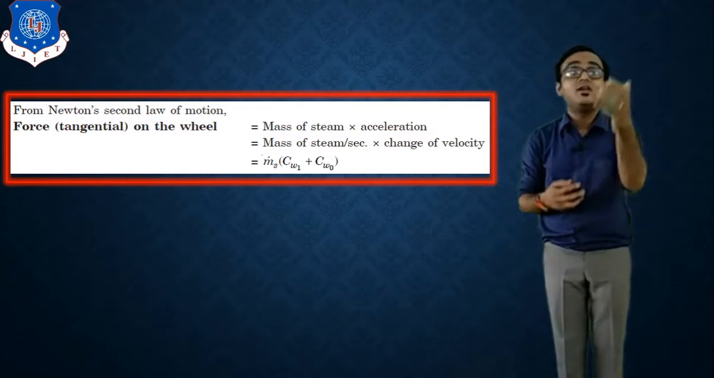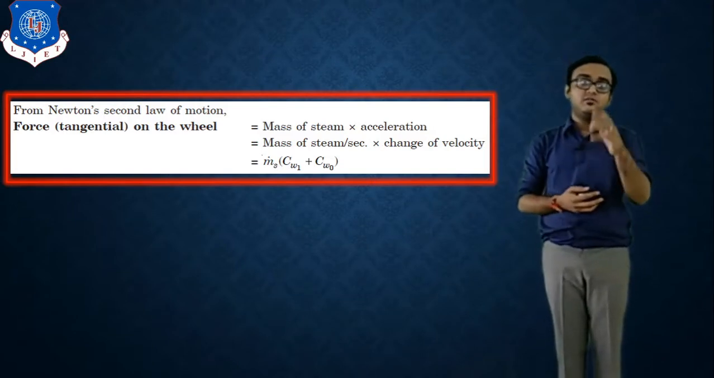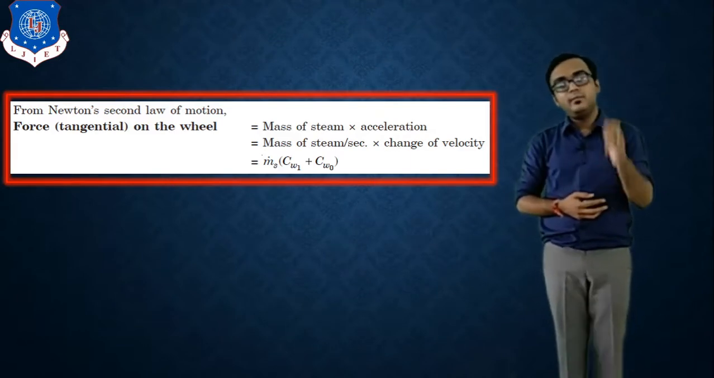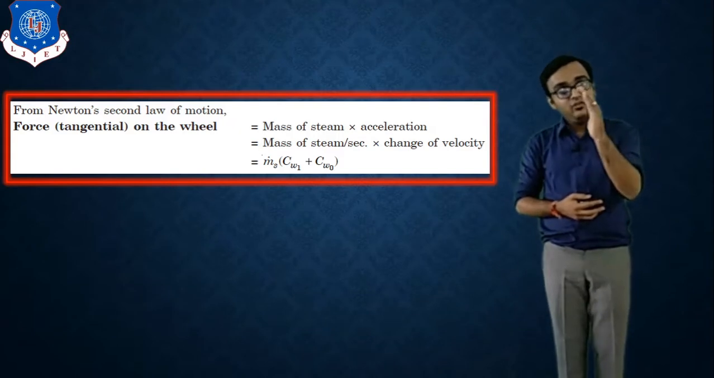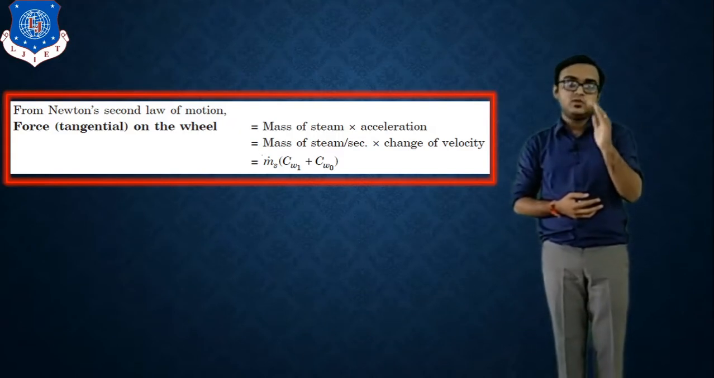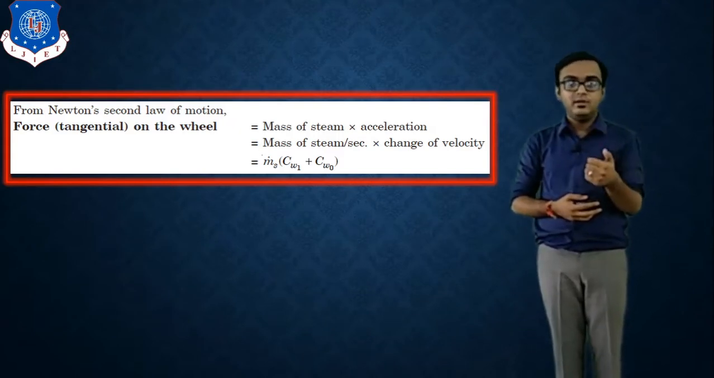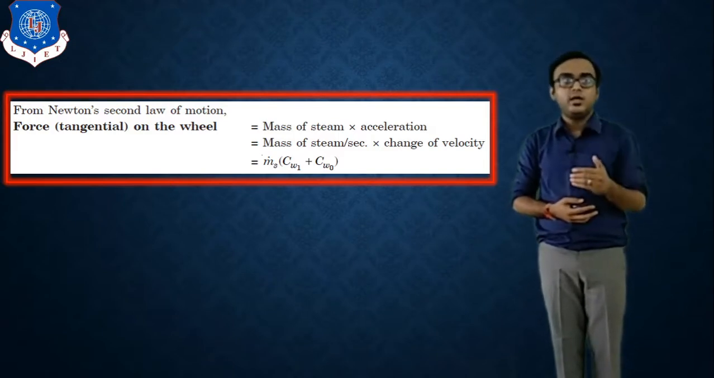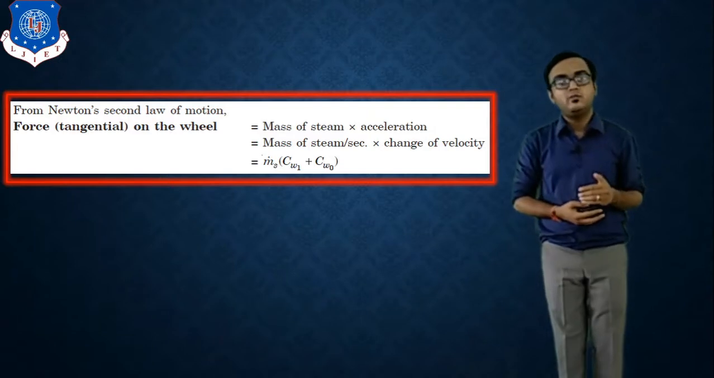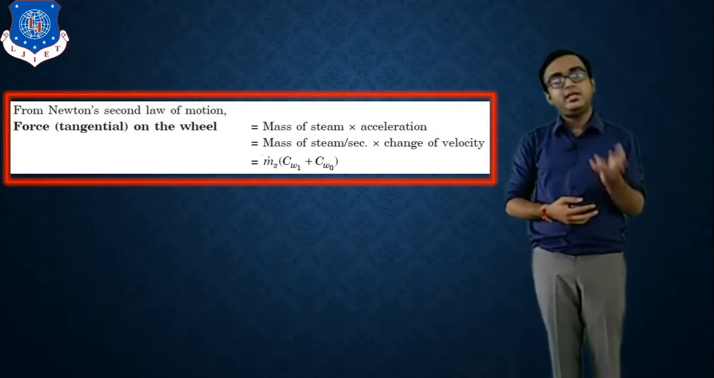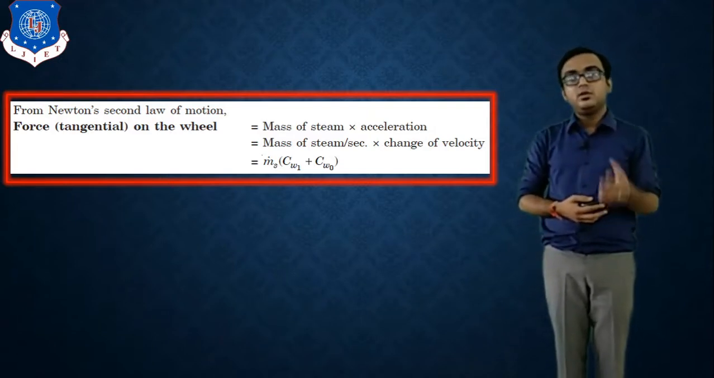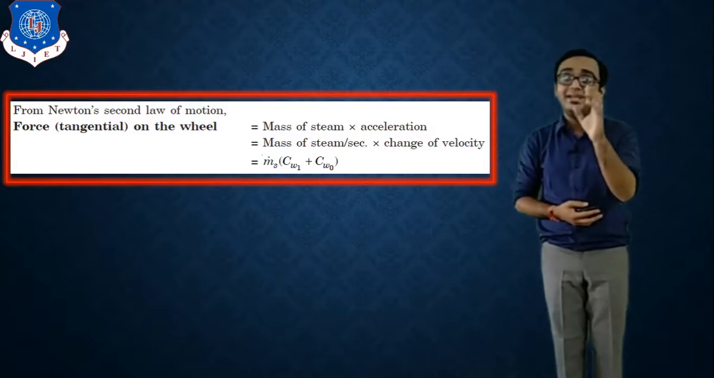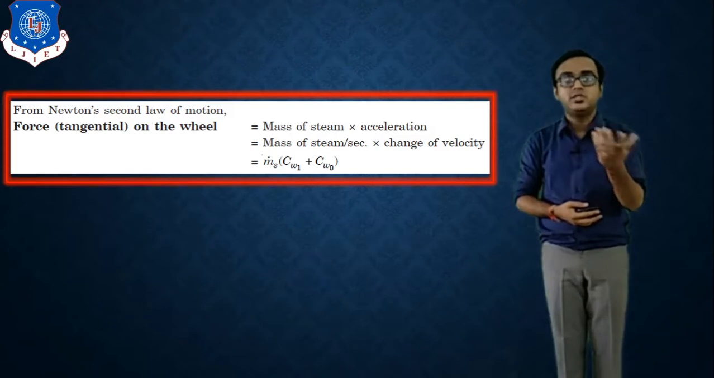You can say whirl component of velocity. Whirl component of velocity is one of the main components because of which the steam will exert a force on the blade. So here the change of velocity is nothing but the difference of whirl component of velocity at inlet and outlet. At inlet we have whirl component of velocity Cw1, and at outlet we have whirl component Cwo. So Cw1 minus Cwo is equal to change of velocity.